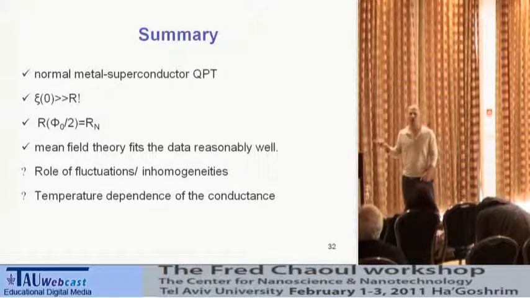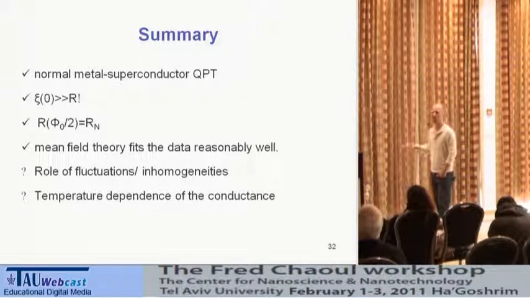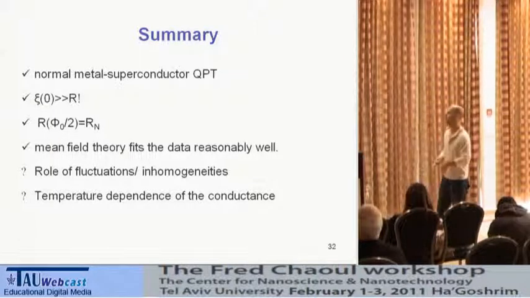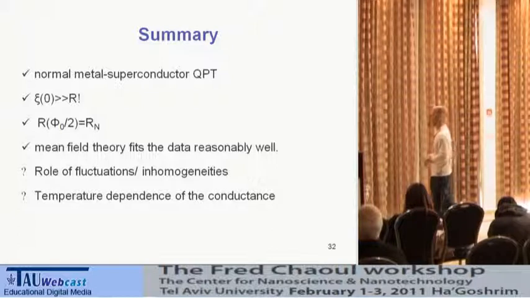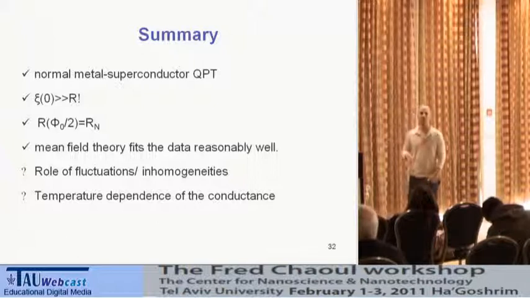There are still, of course, a lot of open questions here. What is the role of the fluctuations, superconducting fluctuations, in the phase transition? What are the quantum fluctuations doing here? What will the inhomogeneity of the cylinder do here? What is the temperature dependence of the conductance, and so on and so forth. But if you have a lot of questions, I think it's a good place to finish your talk.